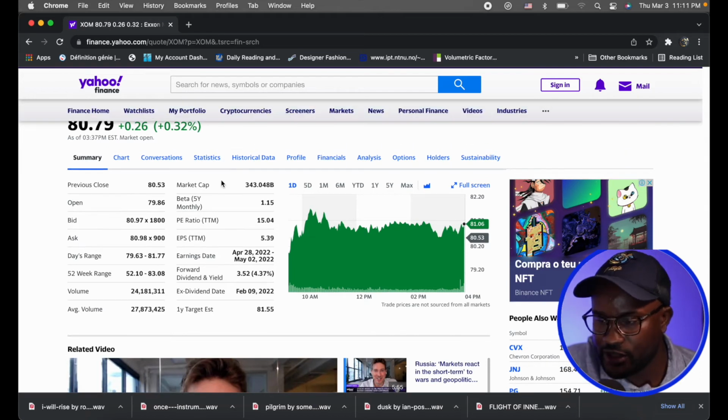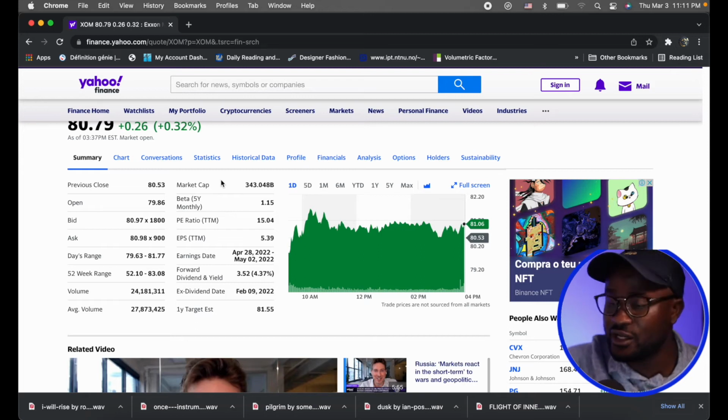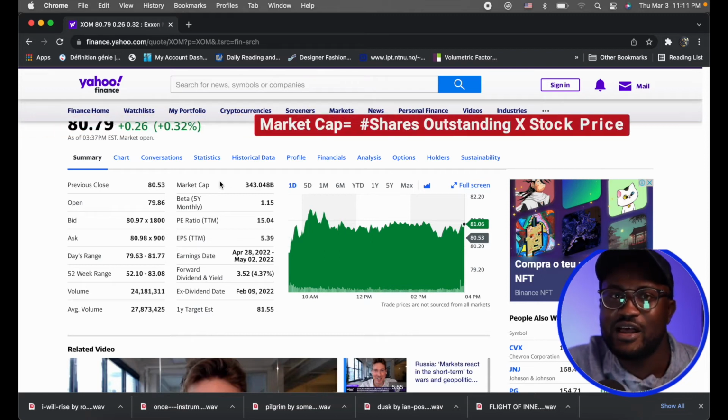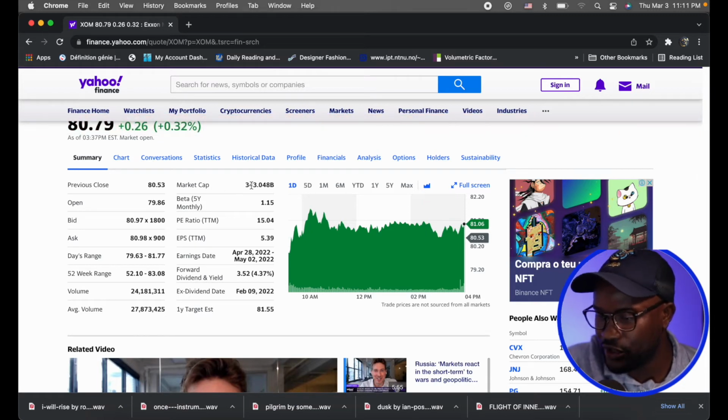So now, market cap. ExxonMobil is a big company. It has a market cap of 343 billion. Just as a recap, the market cap is the product of the current price and the number of shares outstanding, right? So it represents a big company with such a market cap.